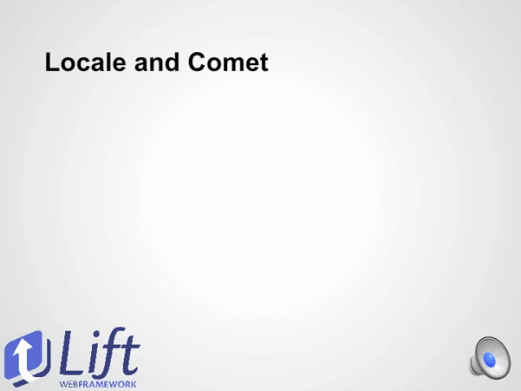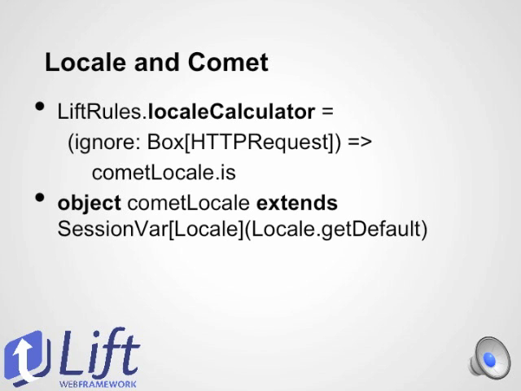Let's see what's next. One of the things I said before that stops working, and you will see emails on the mailing list saying how, oh, the internal locale was working when I had a snippet, I changed to Comet and it stopped working. And yeah, it stopped working because it doesn't have access to the request. So how do we fix that?